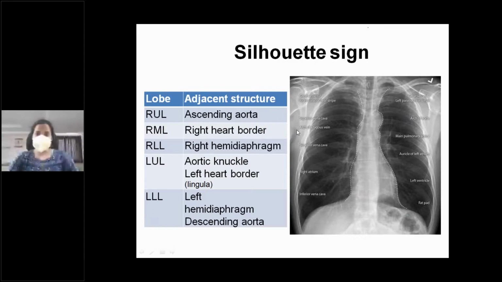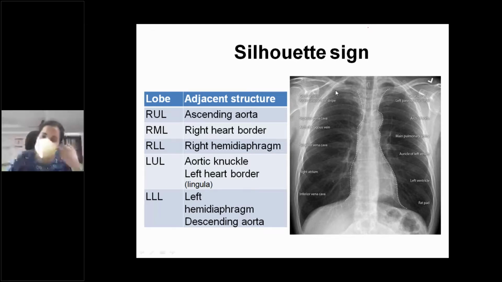Next thing we are going to learn is the Silhouette sign. So what exactly is a Silhouette sign? This is basically a misnomer, because in this there is loss of Silhouette. What is happening? Why is there loss of Silhouette?